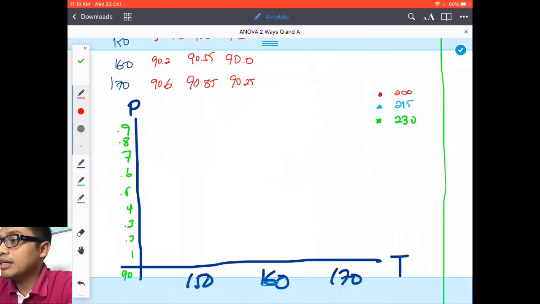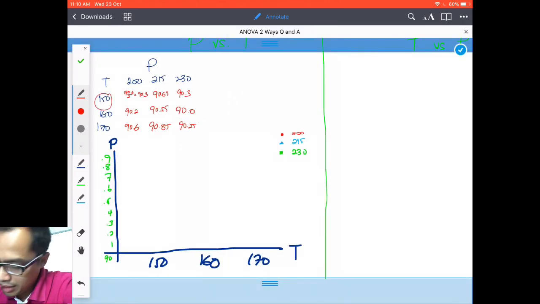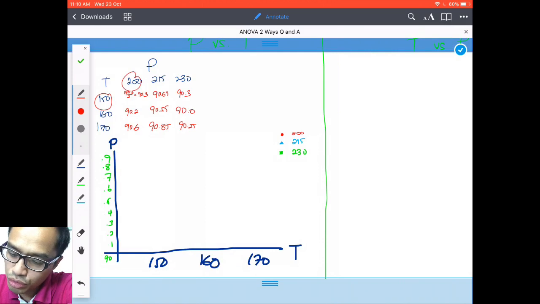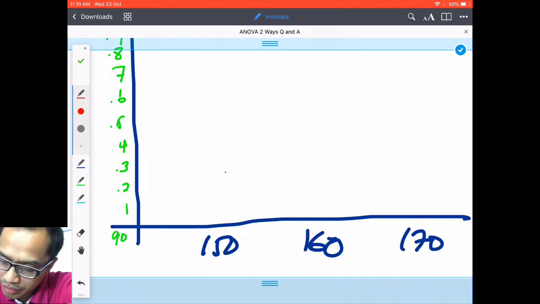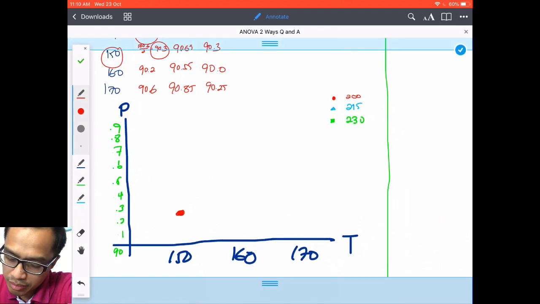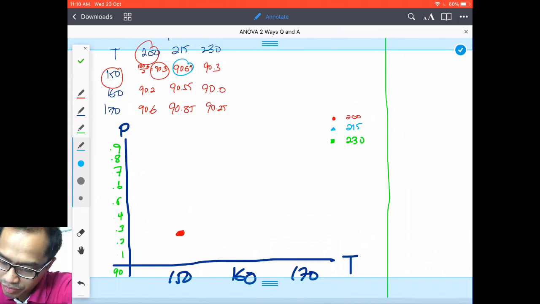At 150 temperature, the plot for 200 is 90.3. So 90.3 is somewhere here. So I'm going to draw a red circle here. Then the triangle is 90.65, maybe in the middle of 6 and 7 there.